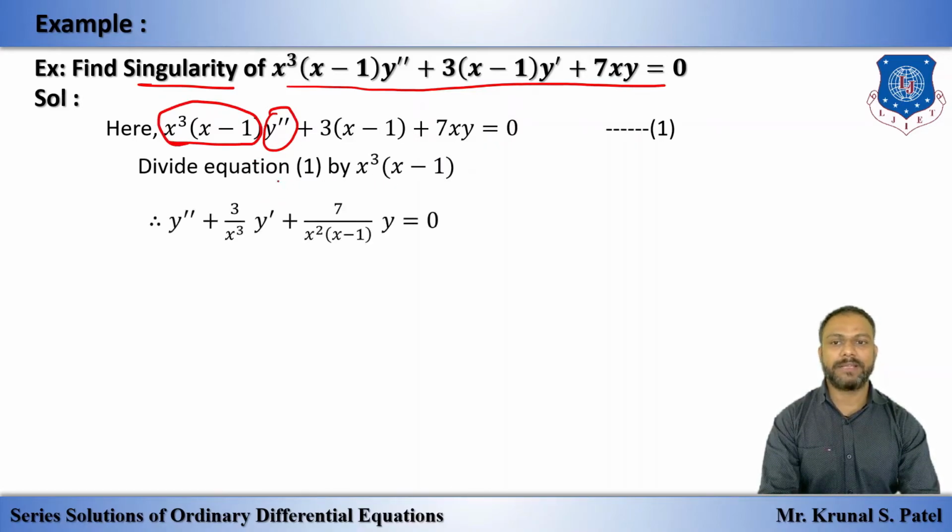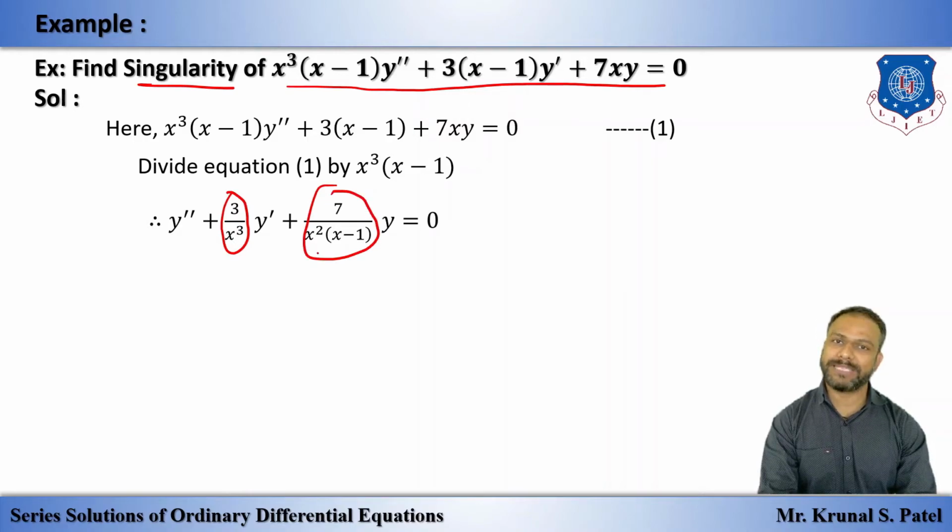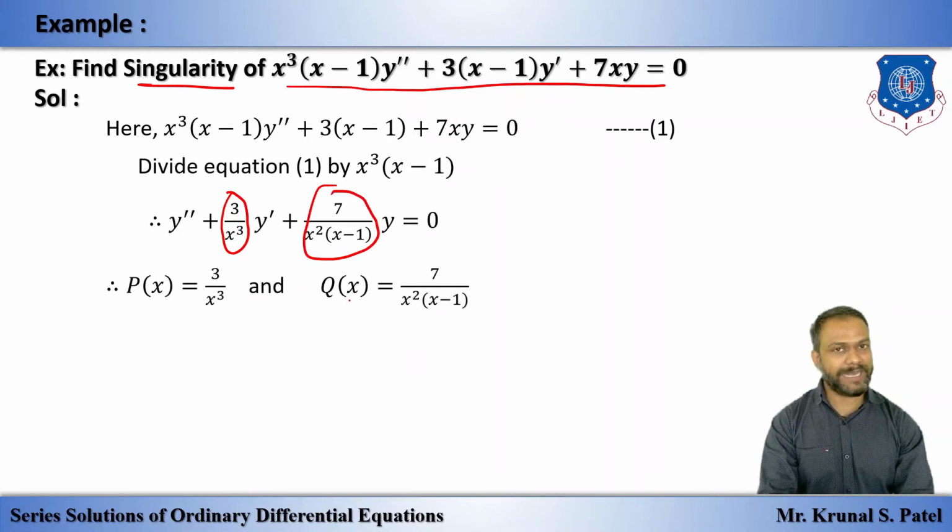So we will get this equation: y double dash plus, if we divide this, this will be cancelled out, and 3 by x cube. In a similar way, 7x divided by this, so x will be cancelled out, so x square into x minus 1 in the denominator. Now here we have what is p of x and what is q of x. So this is our p of x and this is our q of x, capital P of x and capital Q of x. So we'll just write them down.